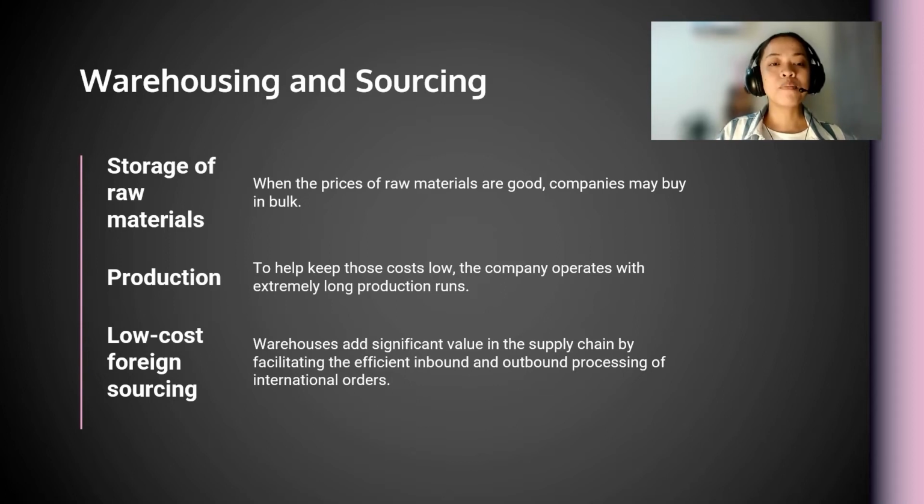After raw materials, the next most expensive cost component of a company's total landed cost is production. To help keep those costs low, the company operates with extremely long production runs. Another means by which companies seek to reduce material cost is low-cost foreign sourcing. Warehouses add significant value in the supply chain by facilitating the efficient inbound and outbound processing of international orders.